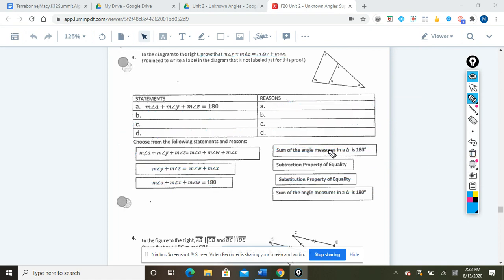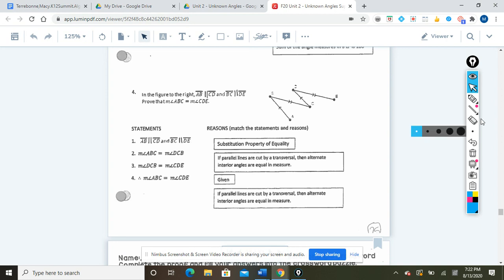All right, we do have one proof left. It is just going to be for my honors friends. So if you are in my second hour, you can just hang tight for a second because I'm going to explain the homework in a minute. It's kind of an easy one.